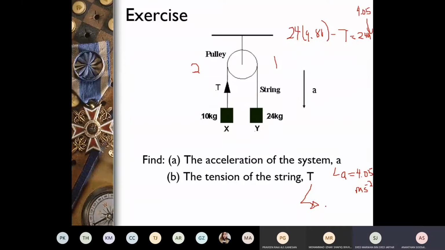Anyone got the tension? It's 4.04, because 4.039. Okay, 4.04 Newton, everyone got the same answer. Anyone got a different answer? Okay. So the important thing here is the three equations I drew just now earlier. You must know how to draw the three equations.